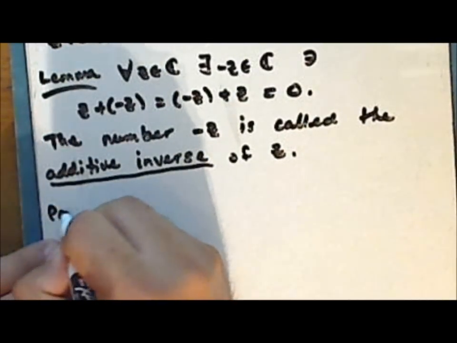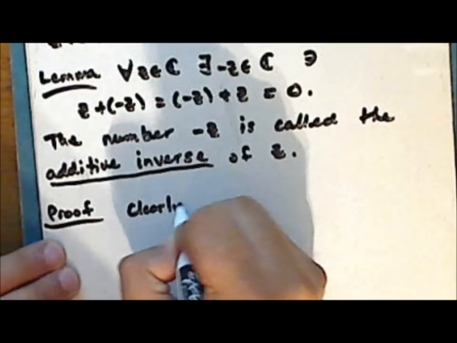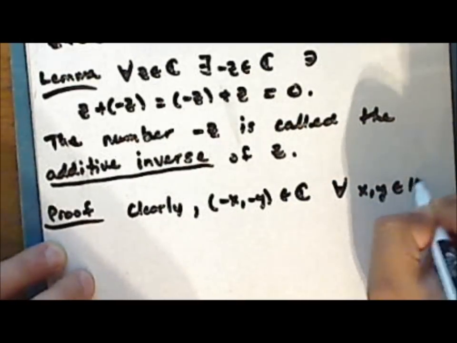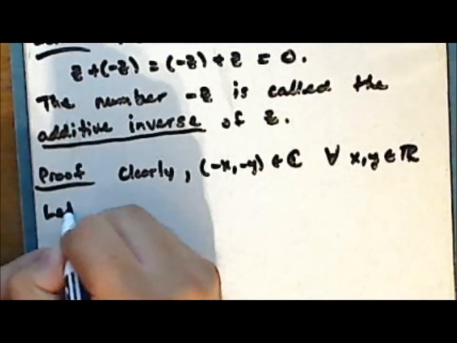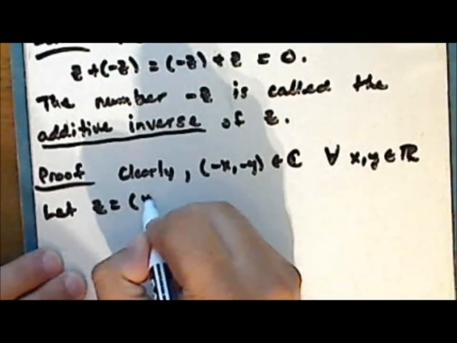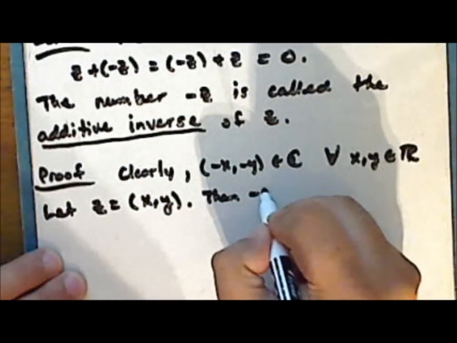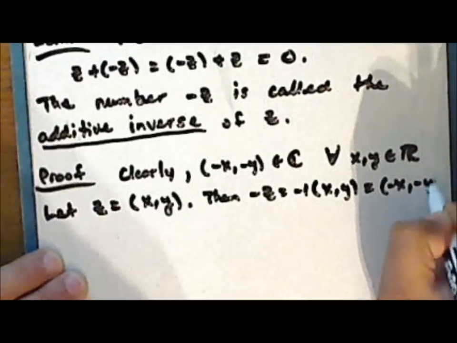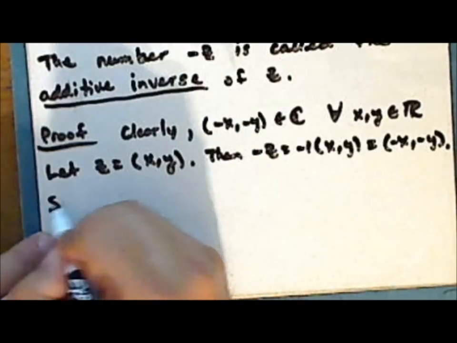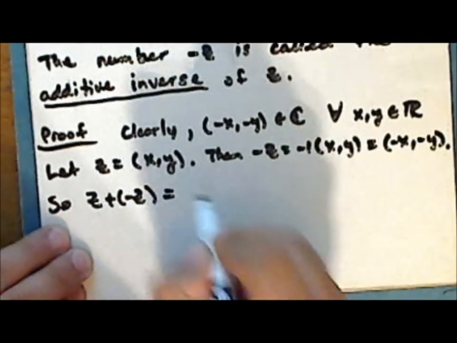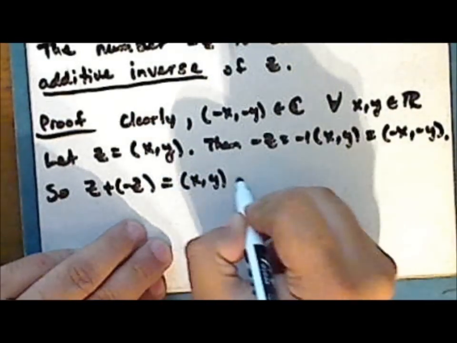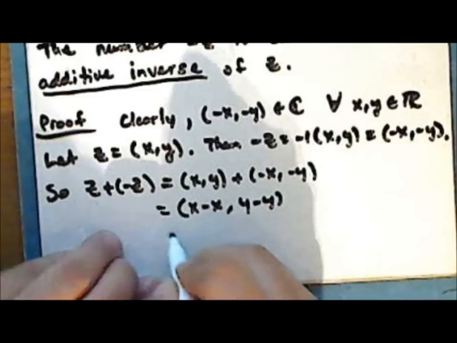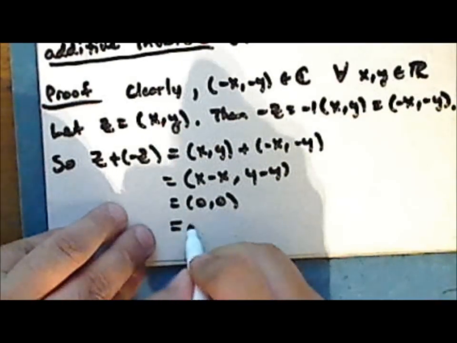All right, so proof. Clearly, the ordered pair negative x, negative y is a complex number for any choice of real numbers x and y. Let the complex number z be the ordered pair x, y. Then negative z is negative 1 times the ordered pair x, y, which is the ordered pair negative x, negative y. And so z plus negative z is the sum of ordered pairs x, y and negative x, negative y. This is the ordered pair 0, 0, and this is the real number 0.